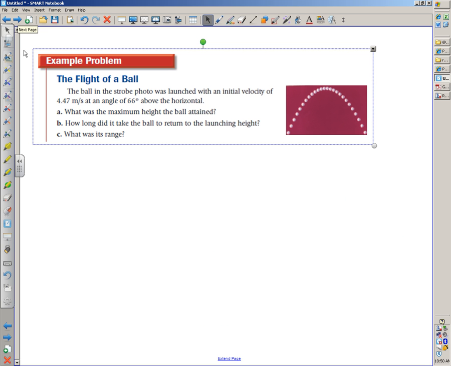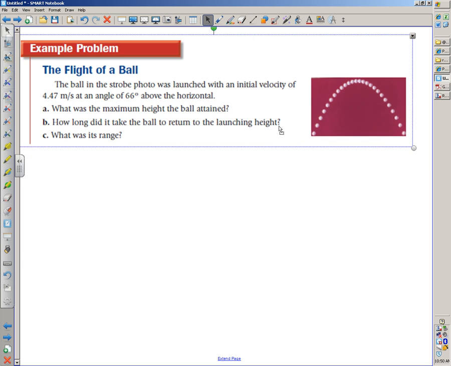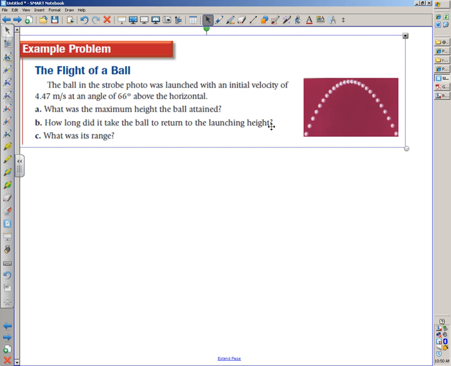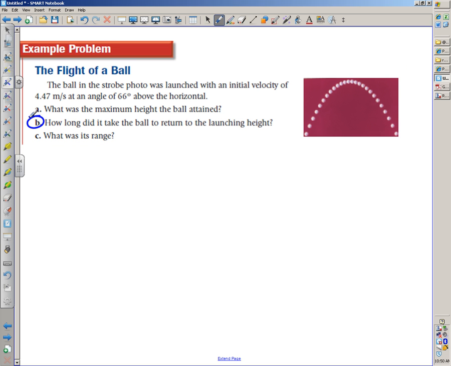All right. Part B. Part B of this problem says, how long did it take the ball to return to the launching height? So, whereas A basically wanted us to stop here, B now wants to take it all the way back over to here. Okay? The way you do this problem, or at least starting, is no different than you do the other problem.